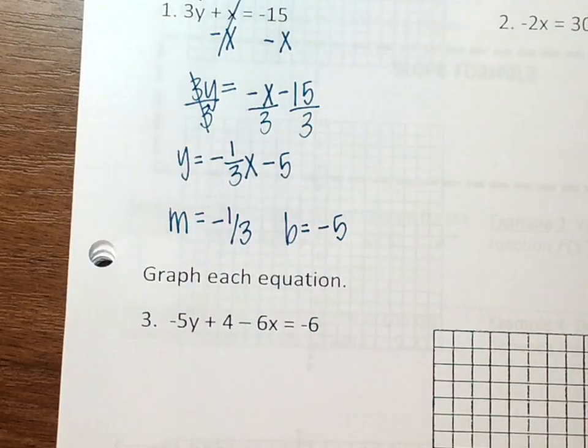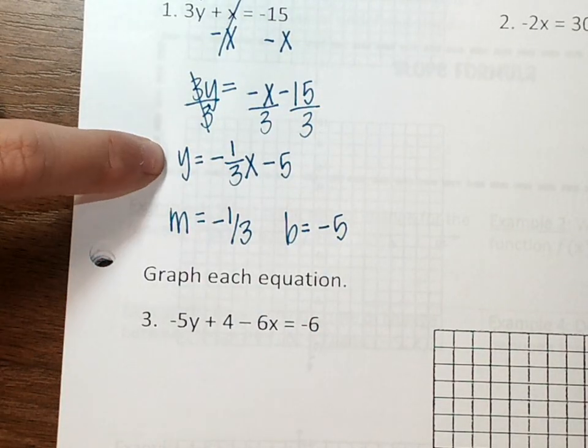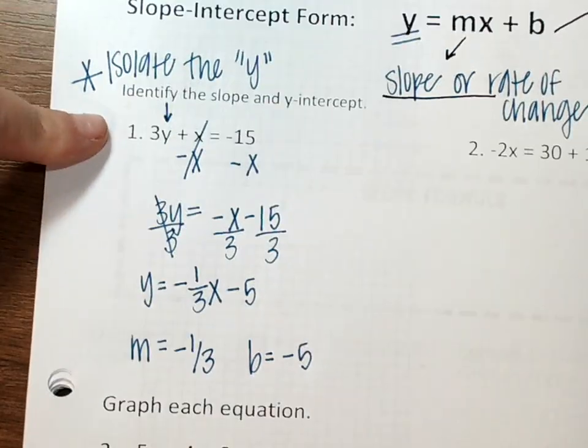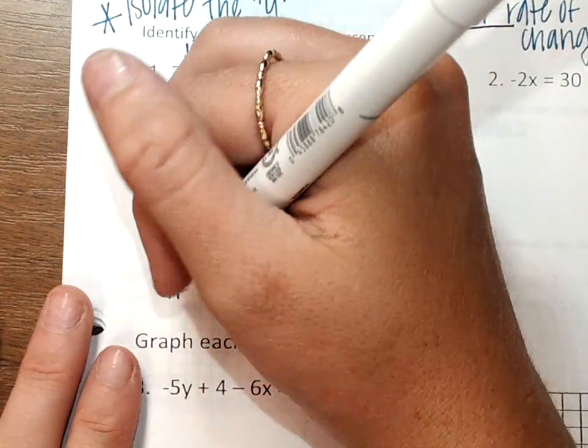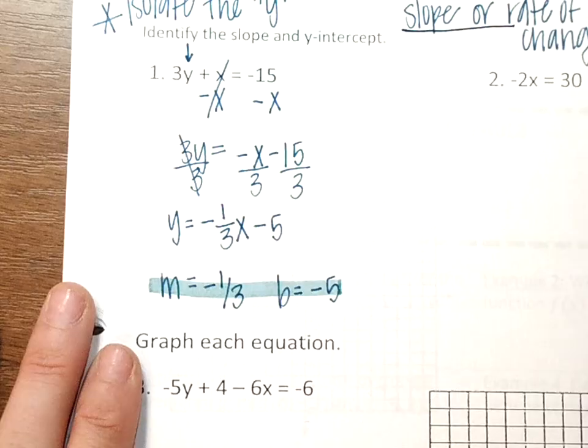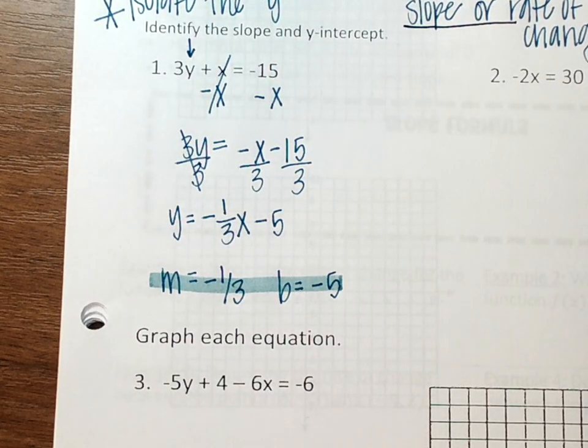Negative 5. Okay, so again, if it said, hey, write this equation in slope-intercept form, this would be your answer. If it said, identify the slope and the y-intercept like it does here, this would be my answer. So this is my slope and my y-intercept. That's what I'm looking for. Okay, on our quiz tomorrow, there's like 8 questions just like that. And then some of them are already in slope-intercept form. So that's the majority of it. It's just telling me what the slope and the y-intercept are.